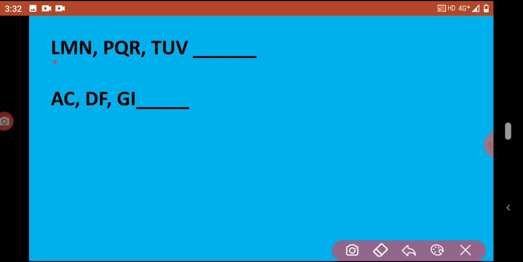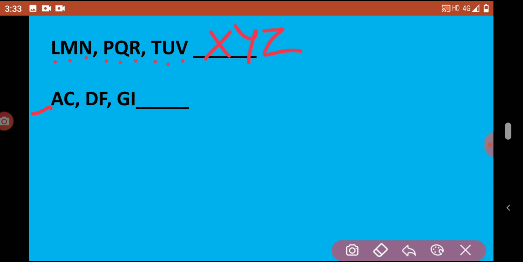Here L, M, N, then we skip O, then P, Q, R, then we skip S, then T, U, V. So in this example the pattern of alphabet repeats, then we skip one alphabet. So what will we skip next? Now we skip W and write X, Y, Z.